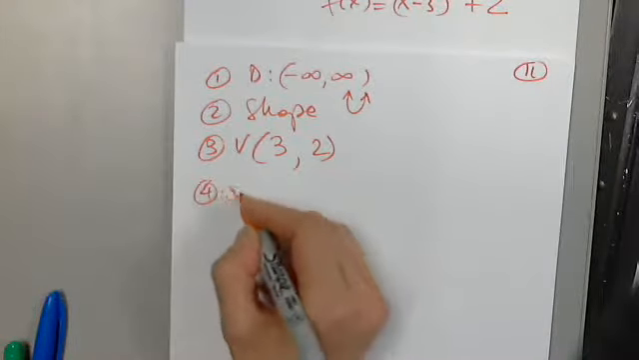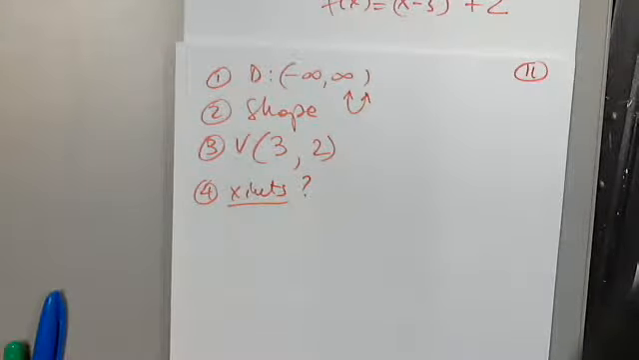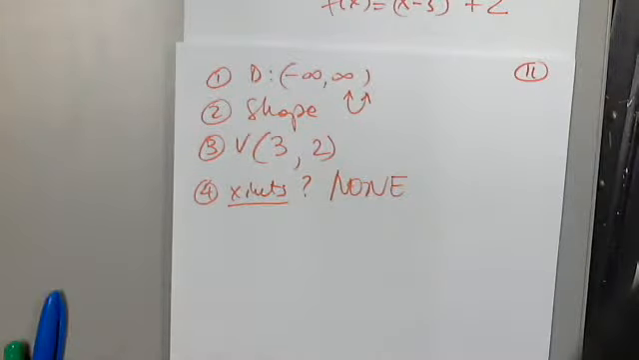Number 4, x-intercepts. Picture the graph and say yes or no. Right? So this was x squared. This is x minus 3 squared, and we go up 2. It does not touch the x-axis. So what is the discriminant in this case, if I were to find it? What type of number?